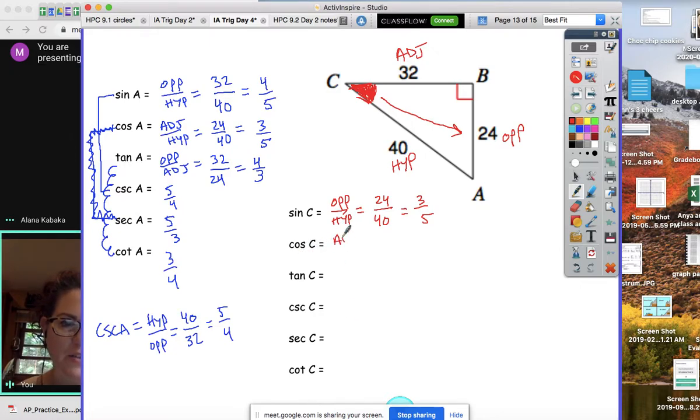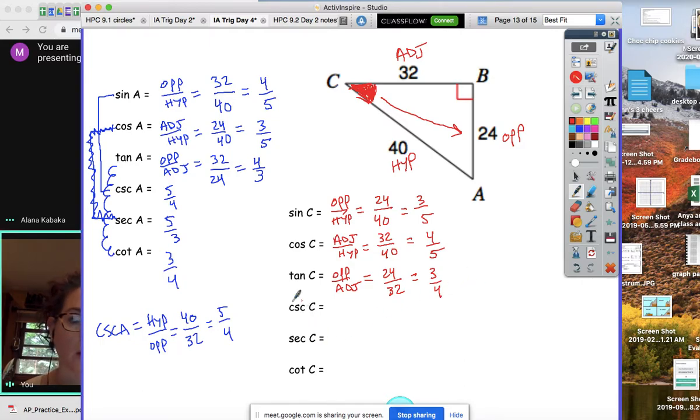Cosine is adjacent over hypotenuse. So this time adjacent to C is 32. So 32 over 40. That will reduce down to 4/5. And then I just keep going through the whole thing. So tangent of C is opposite over adjacent. Opposite of C is 24. Adjacent is 32. And that will reduce down to 3/4.